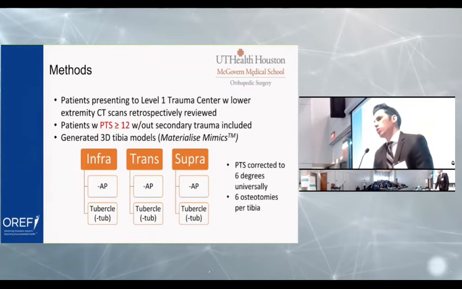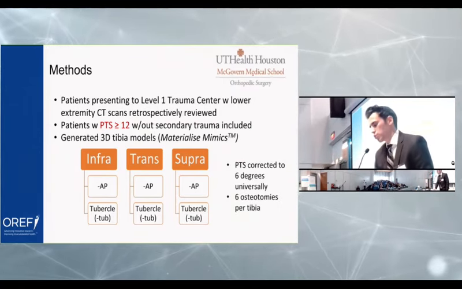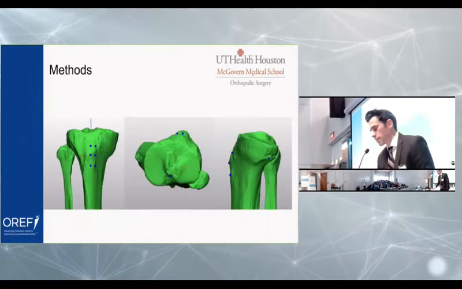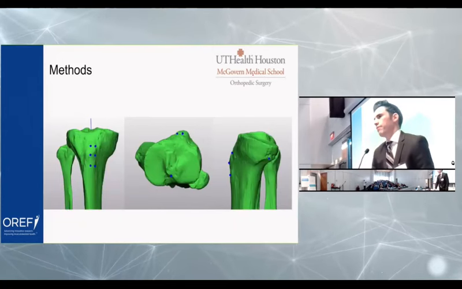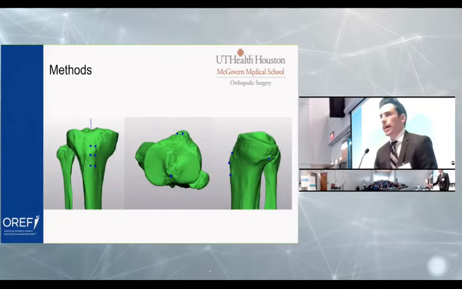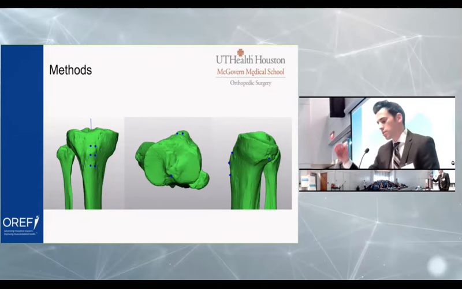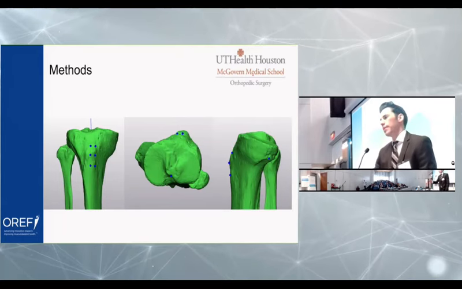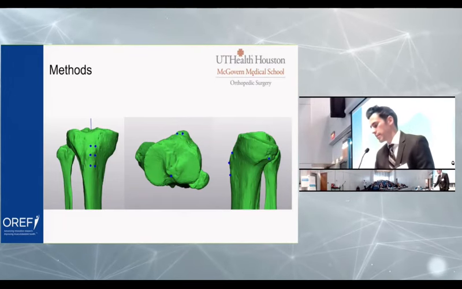We corrected all slopes universally to 6 degrees to control this, and as I said, we did 6 osteotomies per tibia. Here's an example of the start points that we had for each of our osteotomies. This is the 3-dimensional model that we created in the coronal, axial, and sagittal planes. You can see our start points, supratubercle, transtubercle, and infratubercle, and then directly over the tibial tubercle, and then at that mid-axis point of the tibia itself.